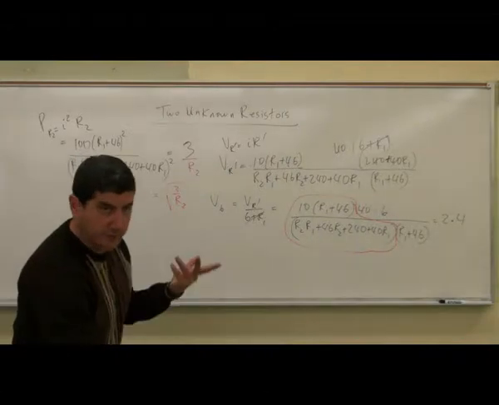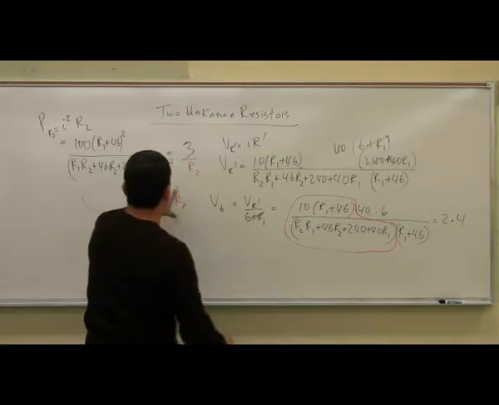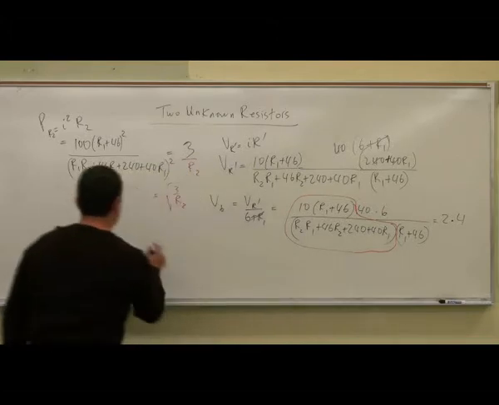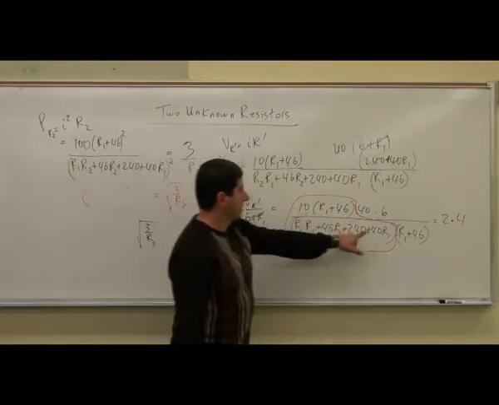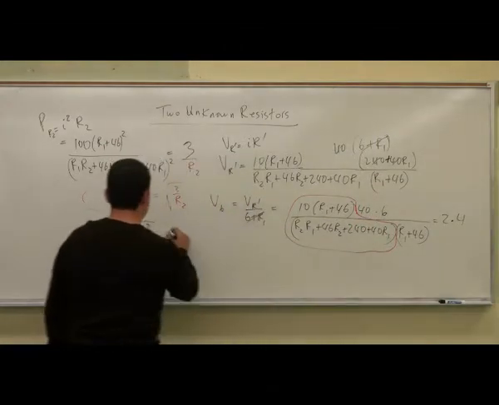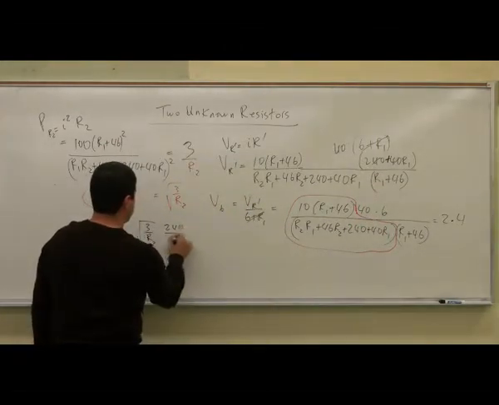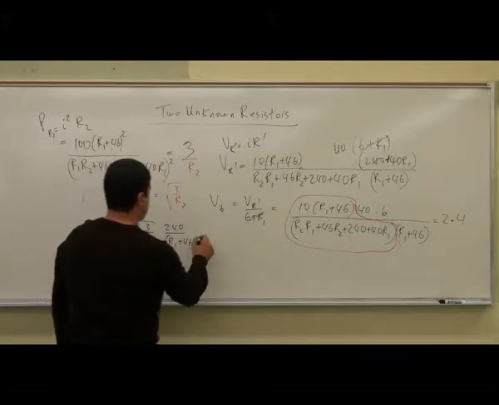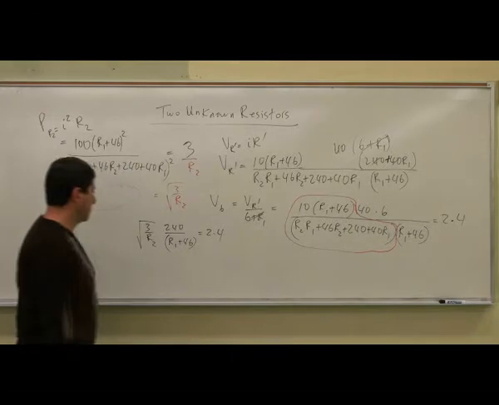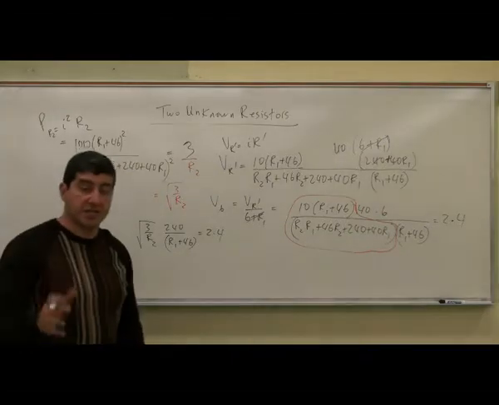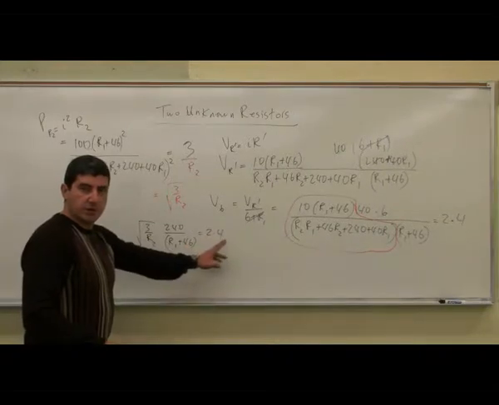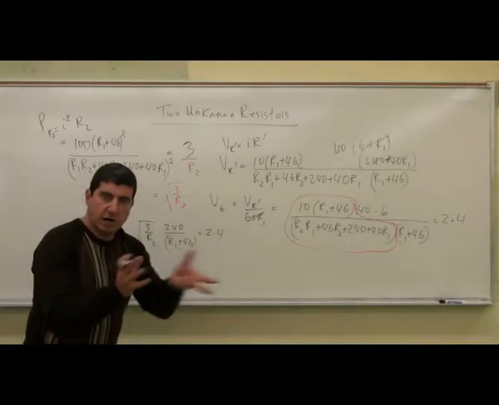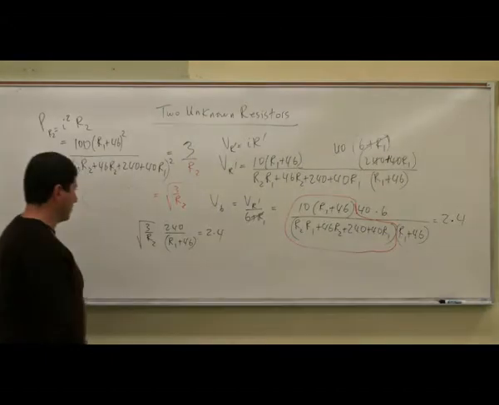So that's one of the ways you could solve that. You could put square root of 3 over R2 over here. Then you have 6 times 40 is 240 over R1 plus 46 is equal to 2.4. Now, how is that going to help us? Well, this is going to allow us to come up with a relationship between R1 and R2. How are they related to each other?